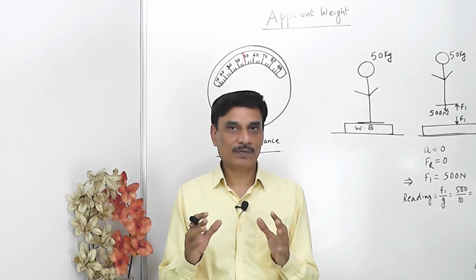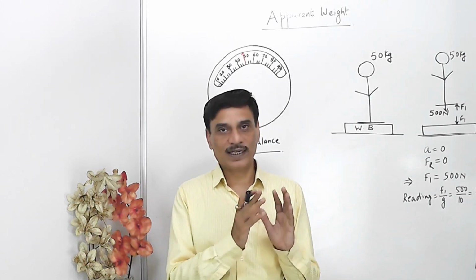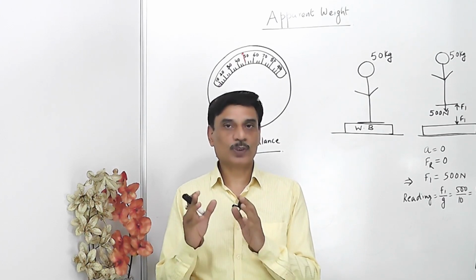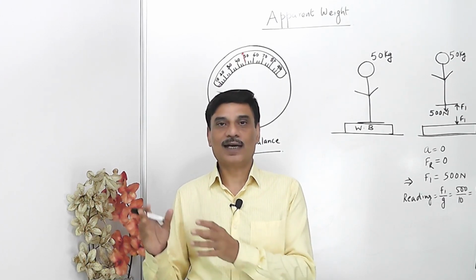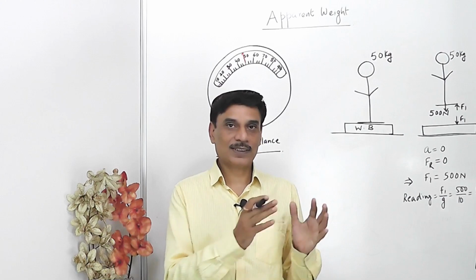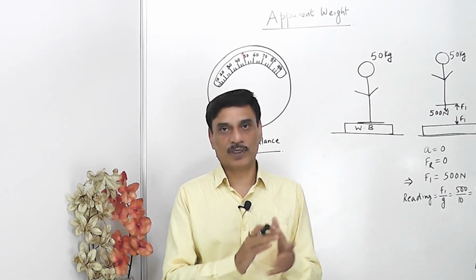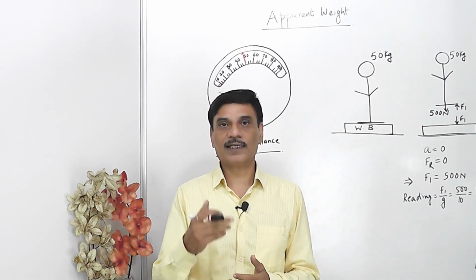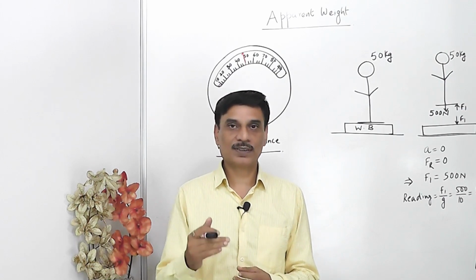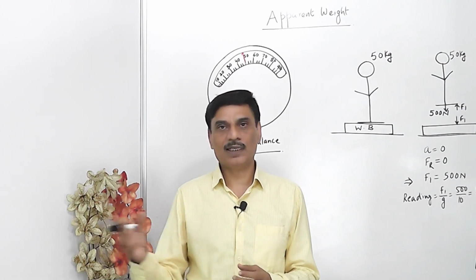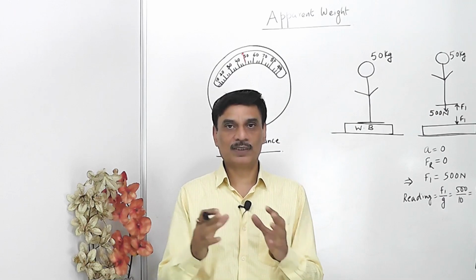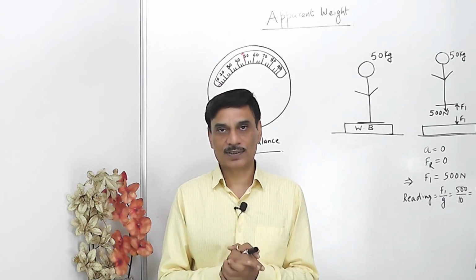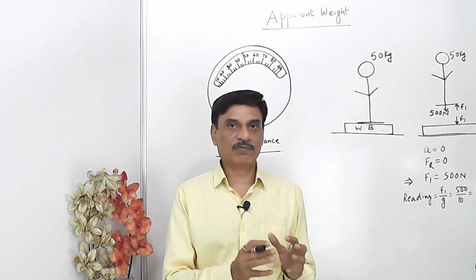So now we have three things. One is the mass of the body, the second is the weight of the body, and the third is the apparent weight of the body. Let's talk about mass first. Mass is the content of matter. The unit is kilogram, gram, milligram and so on. Kilogram is the SI unit of mass. So mass is the content of matter.